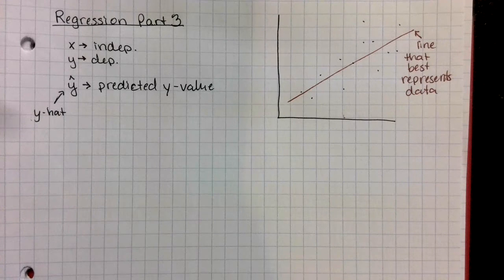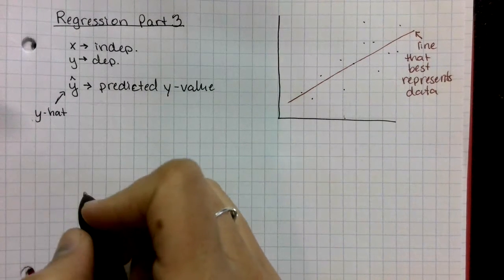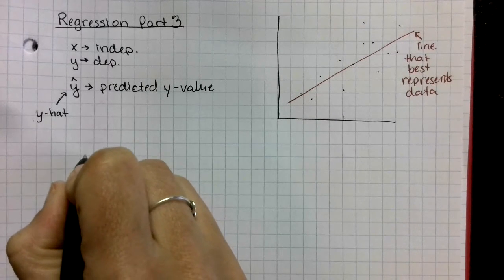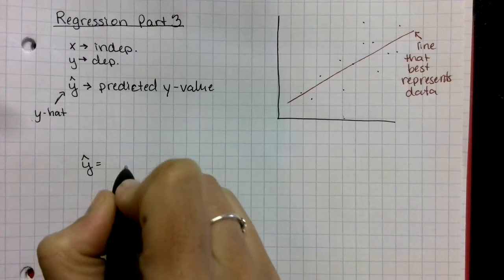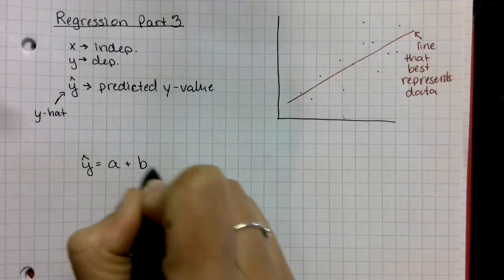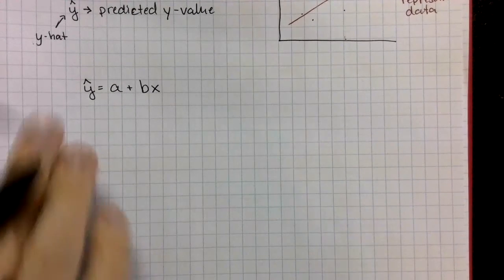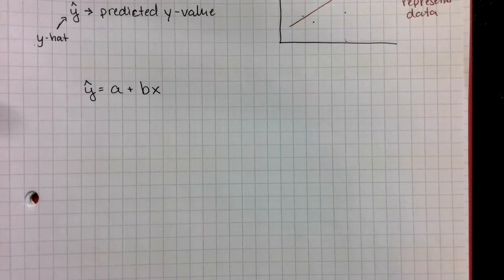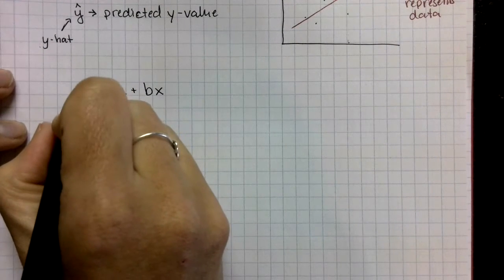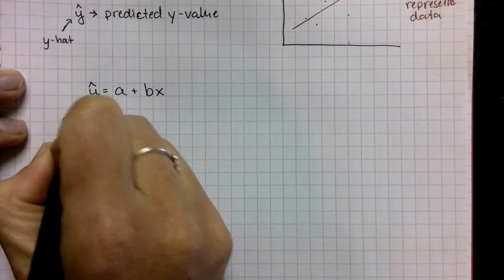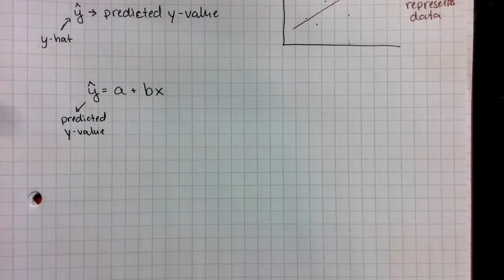Now, if you remember some of your basic algebra, the easiest formula that we have for a straight line is y equals mx plus b. So we're going to have something similar to that, but with different variables, and we're going to change things around a little bit. What we use for linear regression is y hat equals a plus bx. So this y hat is your predicted y value.